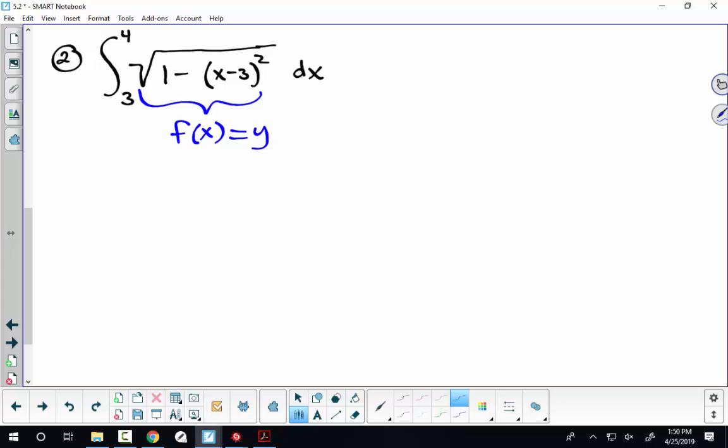So how do you know it's a half circle? Top half or the bottom half? I would think top, because it's positive. It's positive, right?